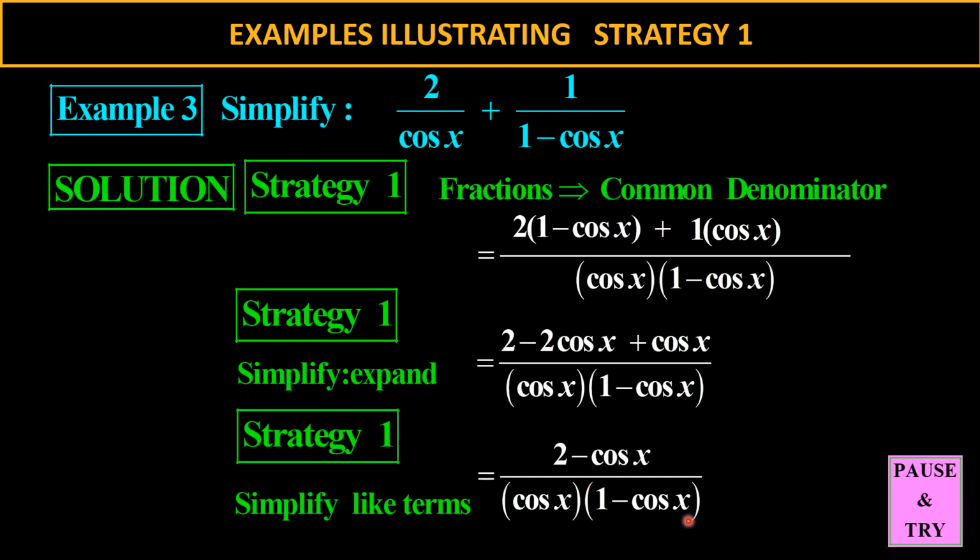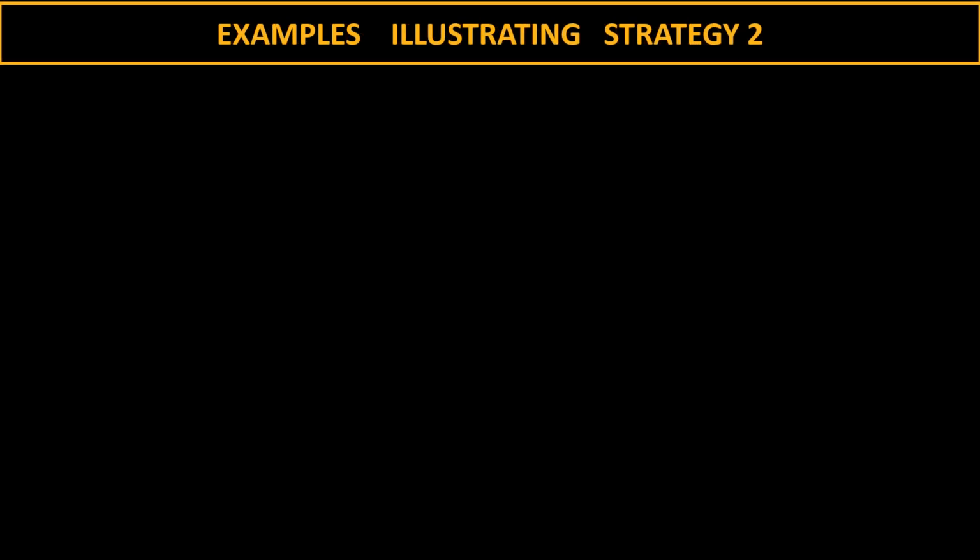Can we cancel here? No, we can't cancel this cosine. This cosine x is a factor, but that cosine x is a term. We can't cancel a factor and a term. And there we simplify that. So throughout in this one, we just use our strategy 1. Now in the next example, we're going to go on where we're going to use our other strategy. Look at our first example.